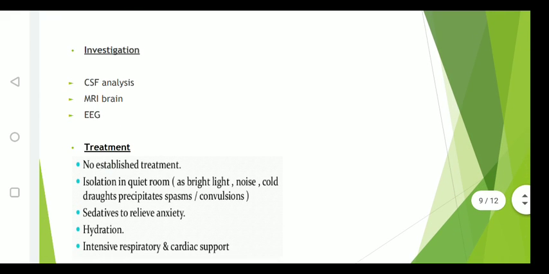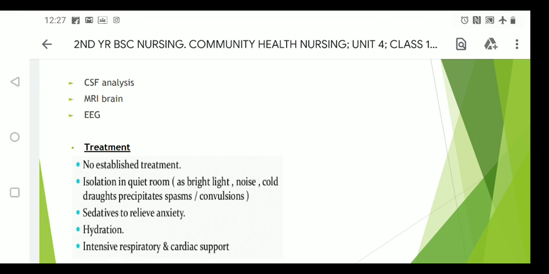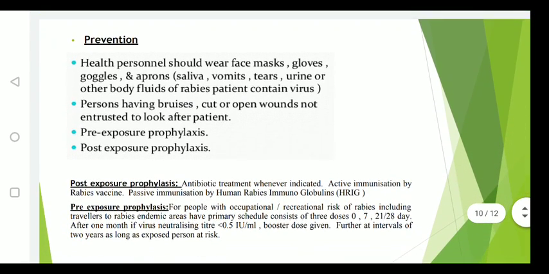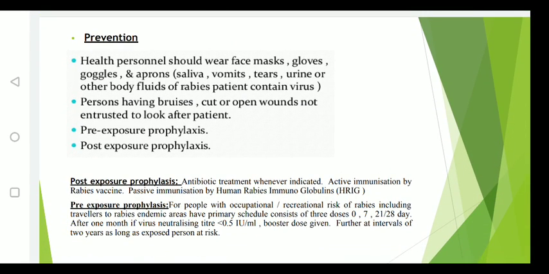As for investigations, we first do cerebrospinal fluid analysis to check for inflammation, then MRI brain and EEG for the function of the brain. The treatment is not an established one. Usually we isolate the patient and keep everything ready for supportive therapies.